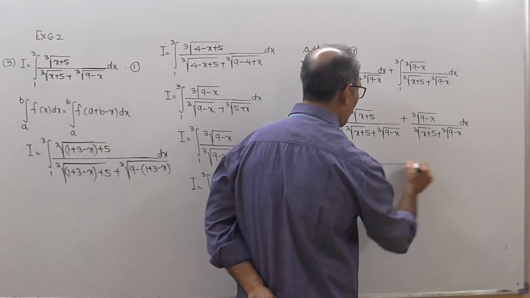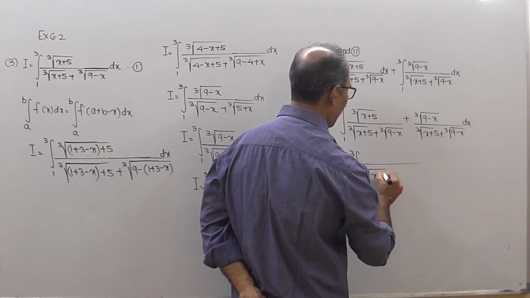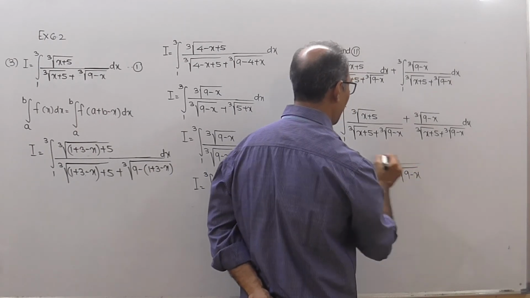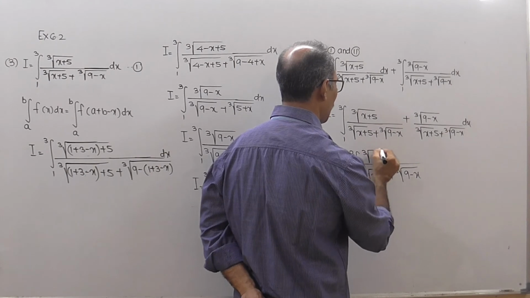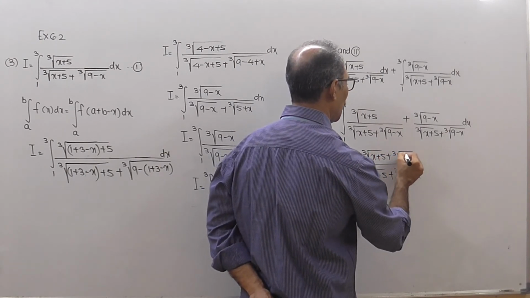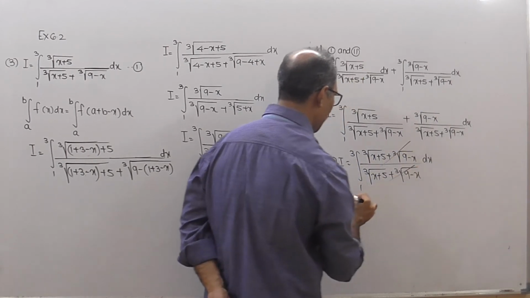So you can take the common denominator as cube root of x plus 5 plus cube root of 9 minus x. This will be cube root of x plus 5 and this is cube root of 9 minus x and dx. ये कट हो जाएगा.